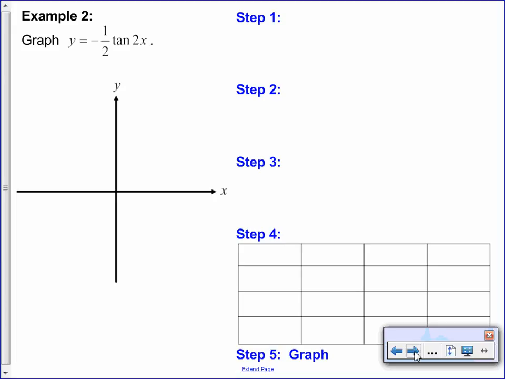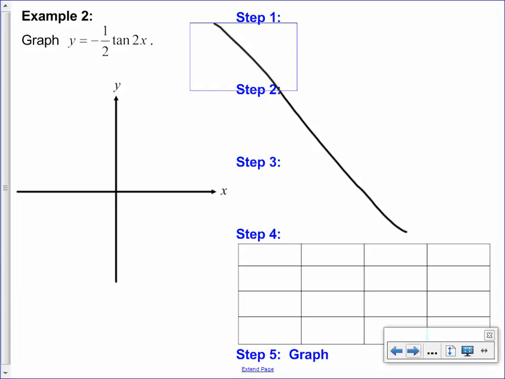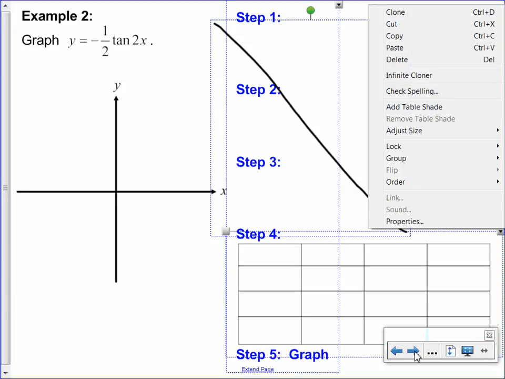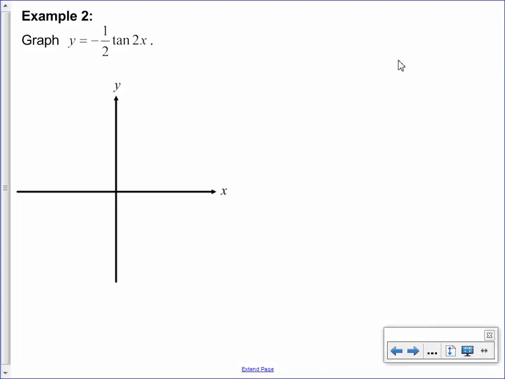Oh, here's a tangent one. It's a tangent one. Okay. Oh, oh, oh, oh. What did I do? I'm sorry. Delete. There it is.